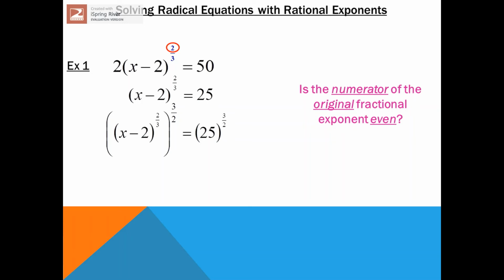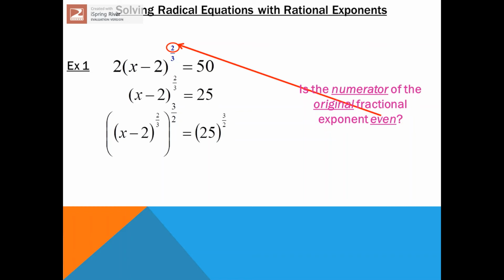Next, (x minus 2) raised to 2 over 3, raised to 3 over 2, is equal to 25 raised to 3 over 2. Since our original equation has the rational exponent 2 over 3, we will get the reciprocal of it. So the reciprocal of 2 over 3 is 3 over 2. And let us put 3 over 2 on both sides of the equation.